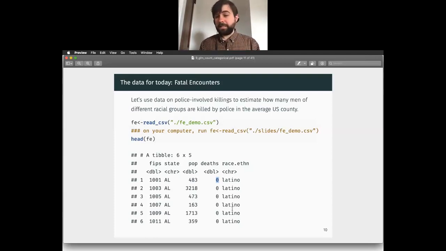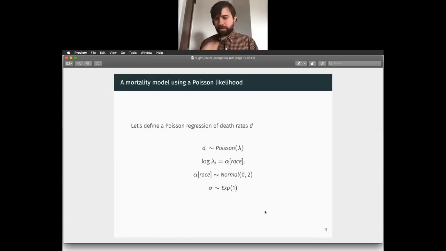Now, deaths is a discrete outcome, right? If we're talking about the number of deaths in a county over time, we can't have 1.3. We're going to have a discrete count of events, and this is precisely the kind of outcome that Poisson models are well suited to. So we're going to define a Poisson regression of deaths. I apologize, it's not death rates yet. We're going to get to death rates in a moment.